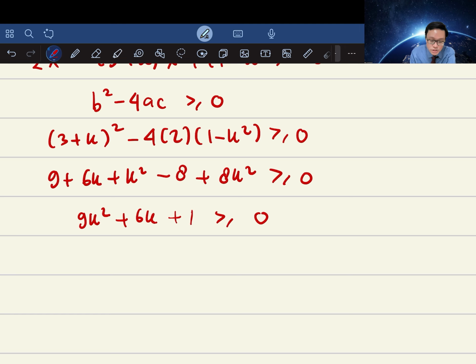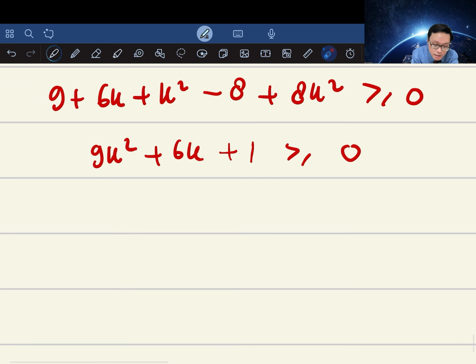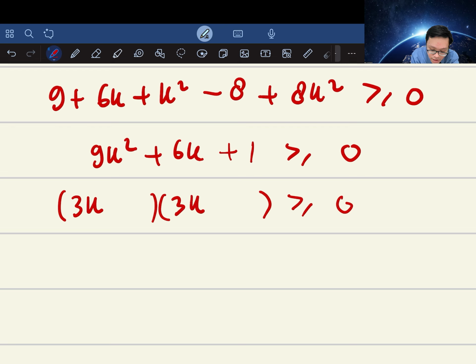Once again, how do we show that it's always greater than or equal to 0? Like before, we can apply the completing the square method. Or maybe it's easier if we just factorize it, and you will see why. We get 3k, 3k, and we have plus 1 and plus 1, right?